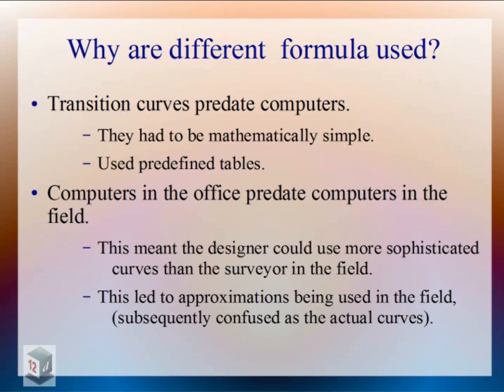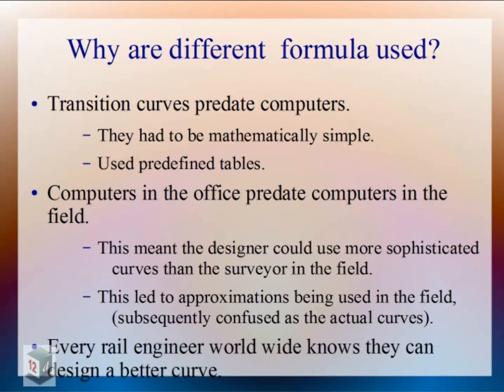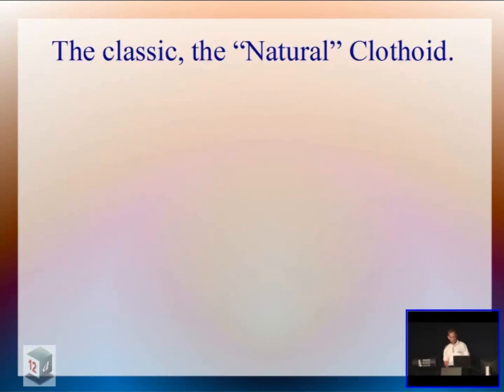And as I'll allude to a little bit later, this has subsequently been confused with being real curves. So you've got this situation these days where people think that this old surveying approximation is actually what the design is. And engineers being engineers, everybody thinks they can design a better curve. That is very much the case in rail design. There have been all sorts of theoretical curves and bits and pieces, and it's led to this plethora of designs. Okay, the classic curve, what we call the natural clothoid, or Euler spiral, Fresnel integral, etc. The mathematics has been around for a long time.